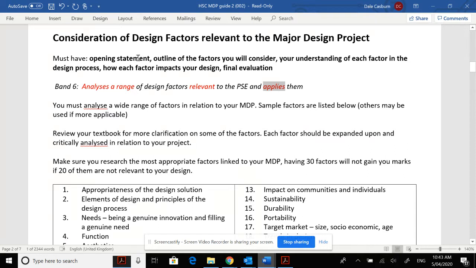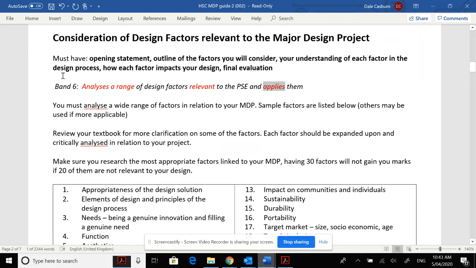So, the opening statement, again, this hopefully would help your teacher understand that you knew what you were doing in this section. So, I don't think it hurts. Couple of sentences, maybe a paragraph on why the design factors are important. But basically, what we need to do is outline the design factors that you will consider, your understanding of each of those design factors in the design process, and how each factor impacts your design. And of course, as always, important in section 3, we need an evaluation of that section.